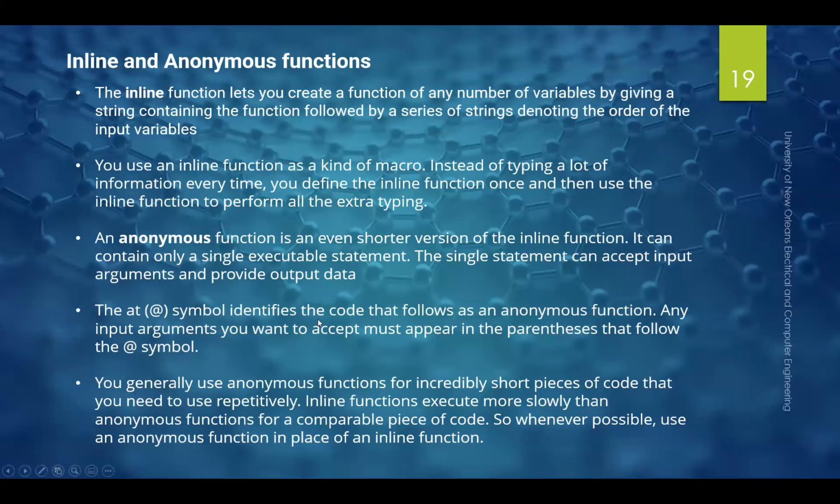And that's where the at symbol comes in, as I mentioned to you previously when we used the F0 function. When we create anonymous functions, we use the at symbol. The at symbol identifies the code that follows as an anonymous function. It's a macro, okay? Any input arguments you want to accept must appear in parentheses that follow the at symbol. And we'll see some examples in just a minute.